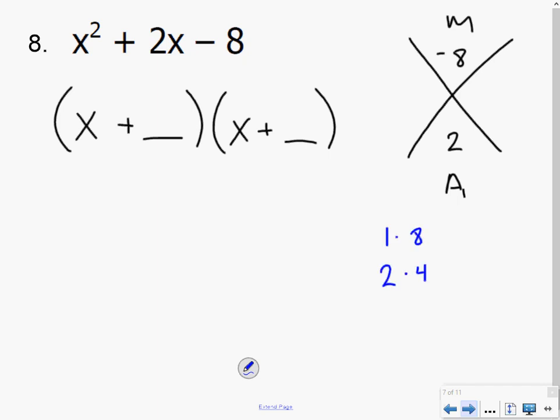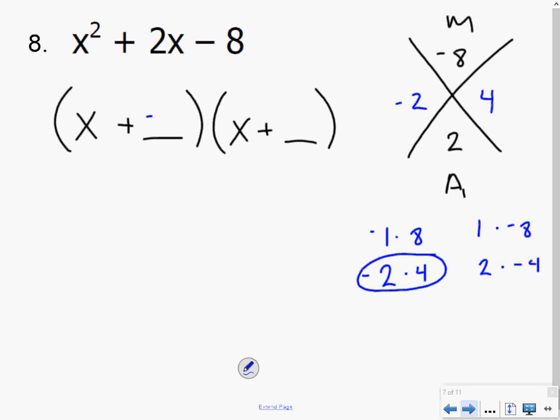Now, one of the numbers in the pairs has to be a negative. So let's try this. What if I have negative 1 times 8, or negative 2 times 4? Or we could flip which one has the negative. We could make it a positive 1 and a negative 8, and positive 2 and a negative 4. And then we're trying to figure out which combination adds to a positive 2. Negative 2 and positive 4 are going to add to a positive 2.